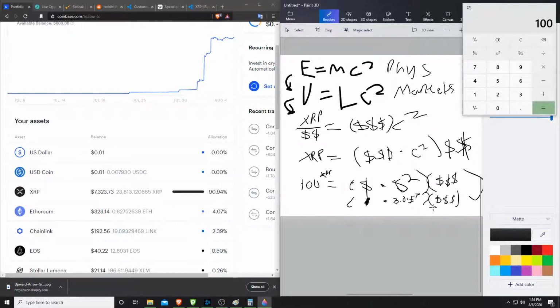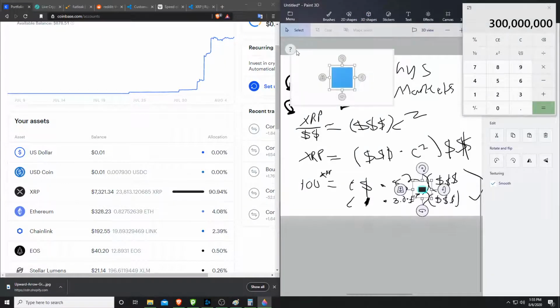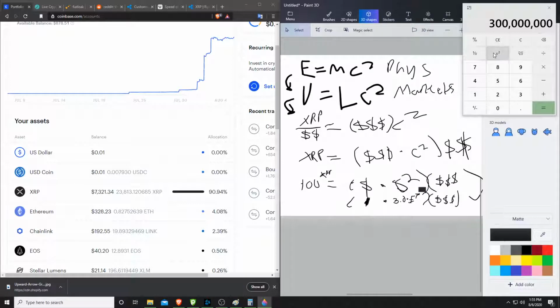So 100 XRP is actually worth 300 million meters per second. Let me say that again. 300 million meters per second squared.